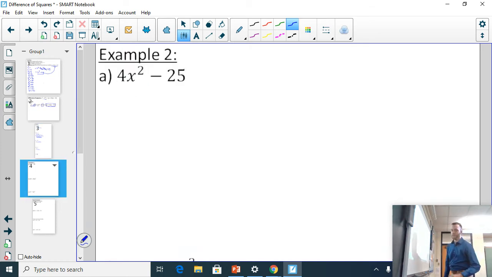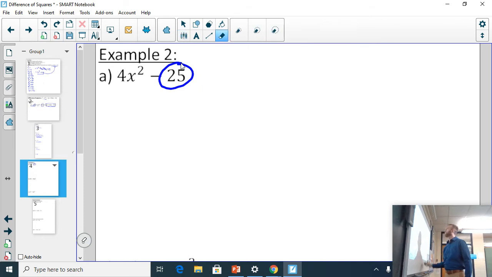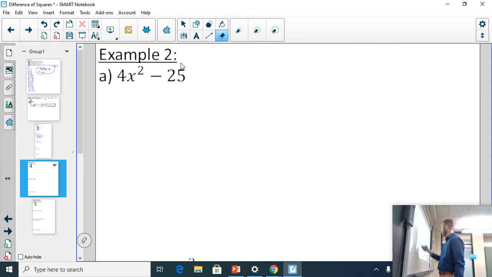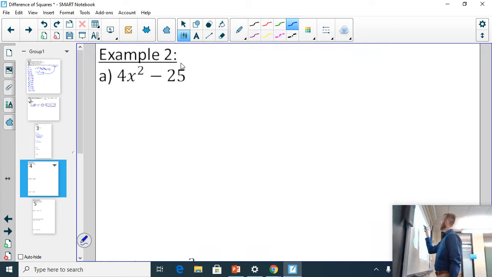So getting on to maybe some tougher ones. So we can recognize this 25 as a perfect square. 5 squared is 25. But now what do we do about having this 4 out front? Well, if you think about it, 4 is also a perfect square, right? 2 squared is 4. And so we could rewrite this like this. This is 2x squared minus 5 squared.